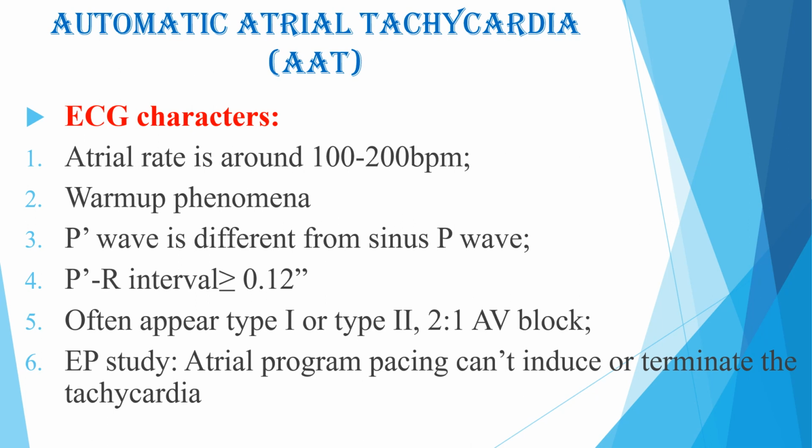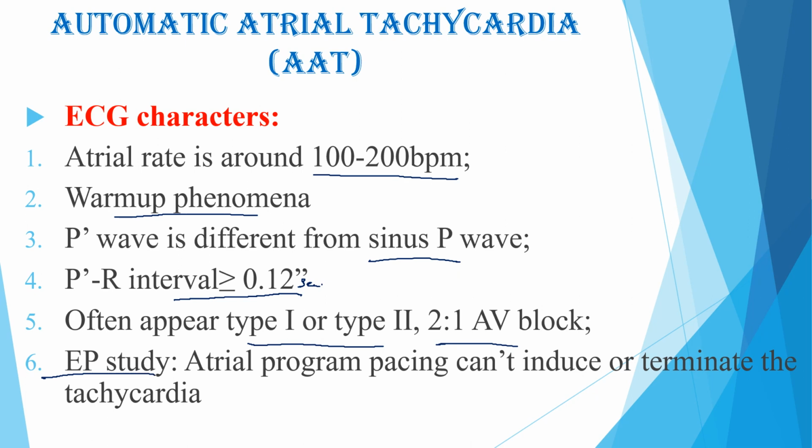Next is the automatic atrial tachycardia. The ECG characteristics are that the atrial rate is around 100 to 200 beats per minute. There is something like a warm-up phenomenon, that is, it develops in the initial stage. Here also the P wave is different from the sinus P wave. The PR interval will be more than or equal to 0.12 seconds. As said earlier, type 1 or type 2, 2:1 AV block often appears. Here the electrophysiological study shows atrial programmed pacing can't induce or terminate the tachycardia.